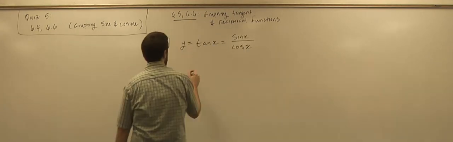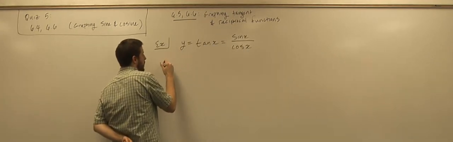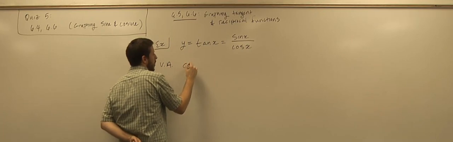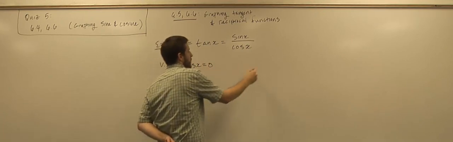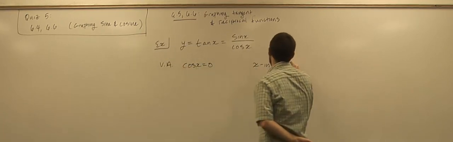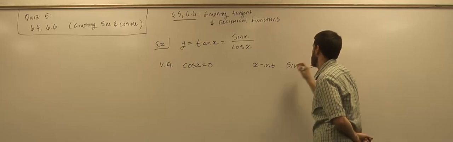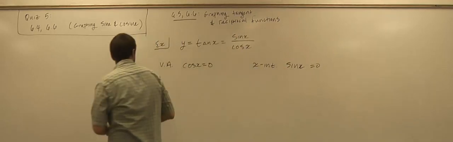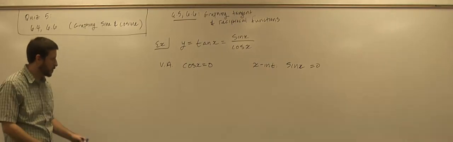So a related kind of problem is figuring out your vertical asymptotes, which is when cos x equals 0, and your x-intercepts, which is when sine x equals 0. Where does this happen, and why?